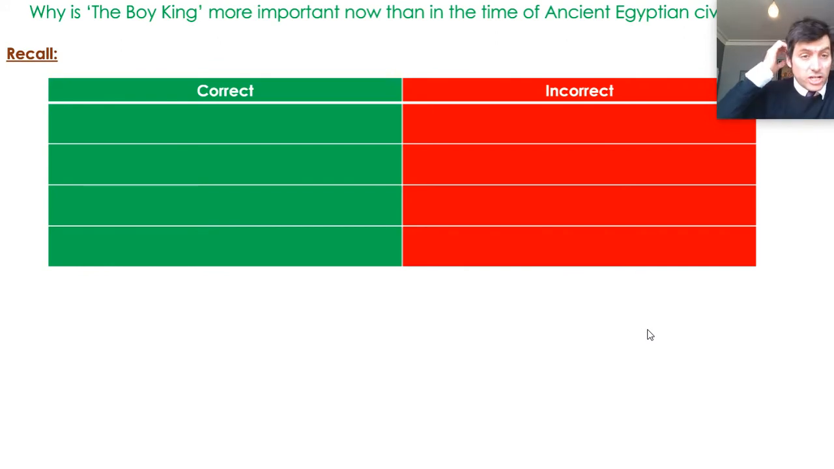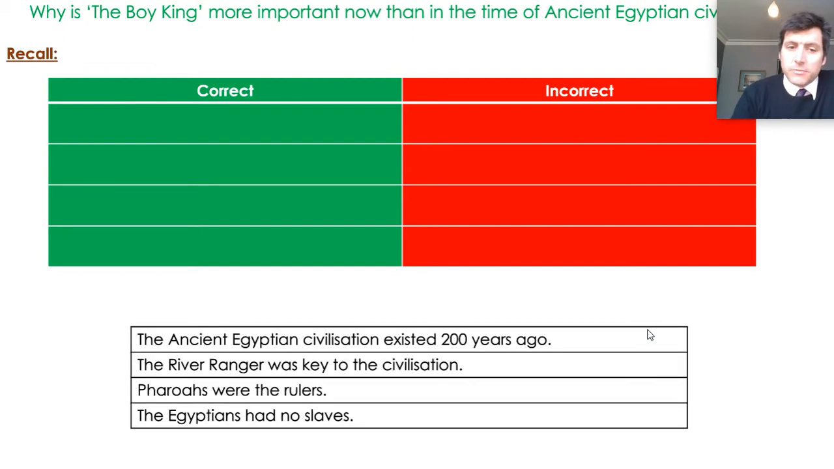To begin with, on your sheets, you should have a couple of columns like this, a correct and an incorrect column. And we're just thinking back to our learning so far about some statements. So we've got statements underneath. Some of them might have errors in. Some of them might just be wrong. Okay. Some of them might be correct.